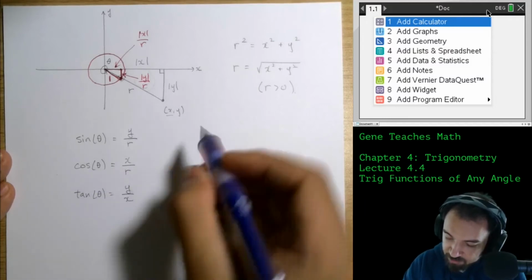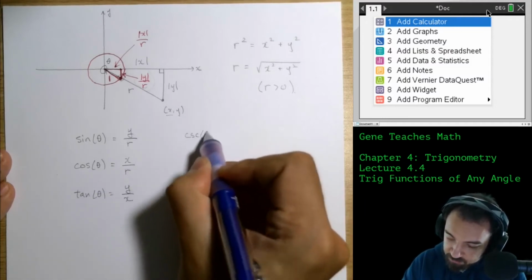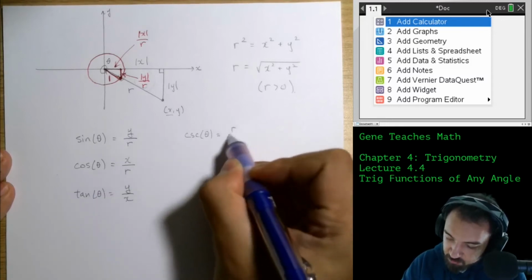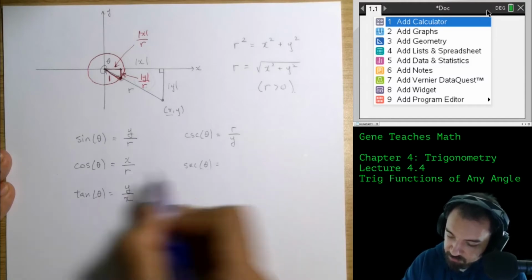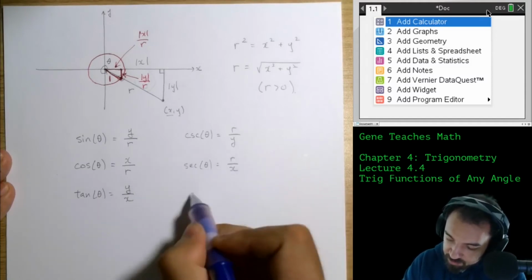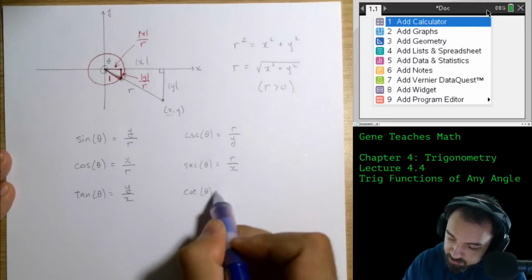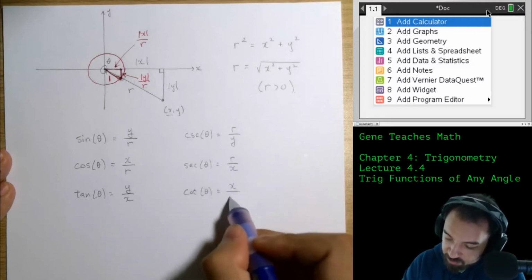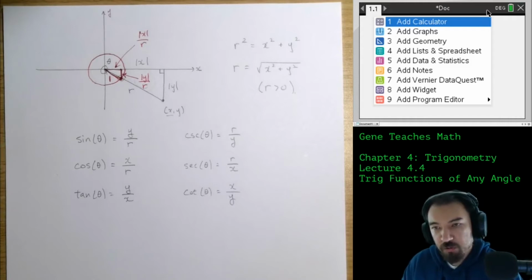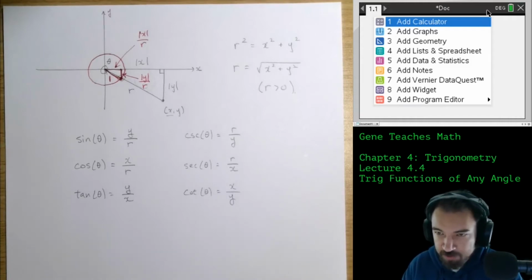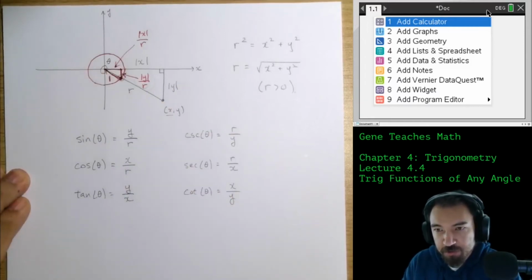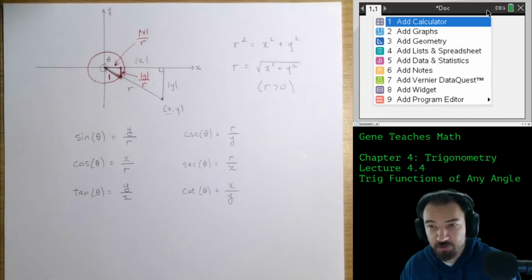Then tangent of theta is simply sine of theta divided by cosine of theta, which is going to be y over x. Cosecant of theta is going to be the reciprocal of this, which is r over y. Secant of theta is going to be the reciprocal of cosine of theta, which is r over x. And then cotangent of theta, finally, is the reciprocal of tangent of theta, so we have x over y. So now we have a general way of finding the values of the six trig functions of an angle theta when the terminal side goes through a point somewhere outside the unit circle, and that's all the information we have.